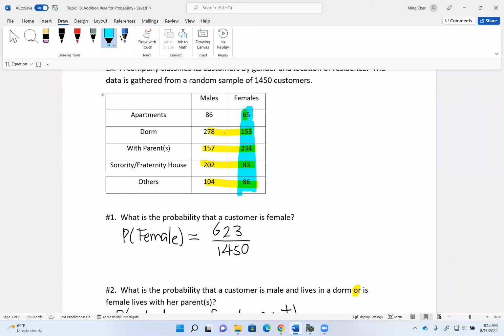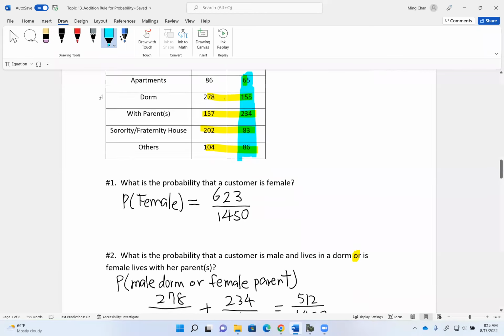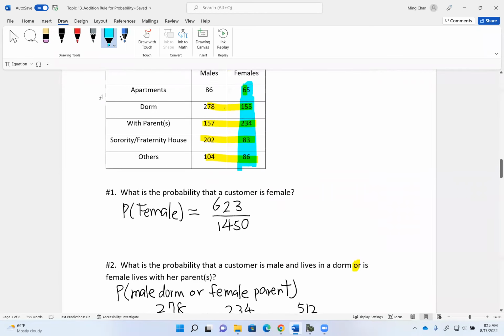So not male, right? It's all these. Not live in apartment is all this. Okay, so if I add them all up horizontally and add up not male, which is all this vertically, then I actually add 155, 234, 83, and 86 twice. So I can only add them one time. Okay, so that's the part I'm gonna subtract.